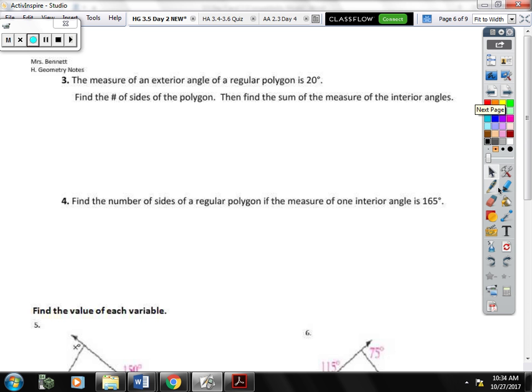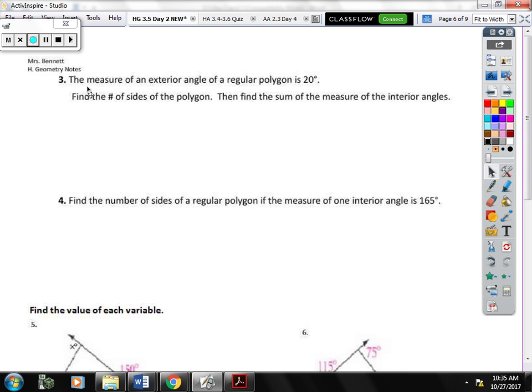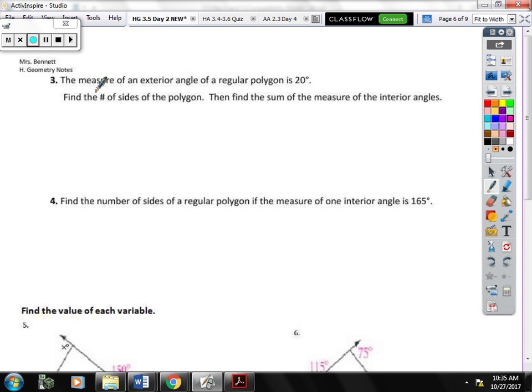Okay, number 3 tells us that they give us the measure. The measure of an exterior angle is 20 degrees. Find the number of sides. So if you're finding the number of sides, that is finding out what n is. And then find the sum of the measures of the interior. Okay, so I'm just going to divide this into like 2 parts. Part 1 will find n, part 2 will find the sum of the interiors.